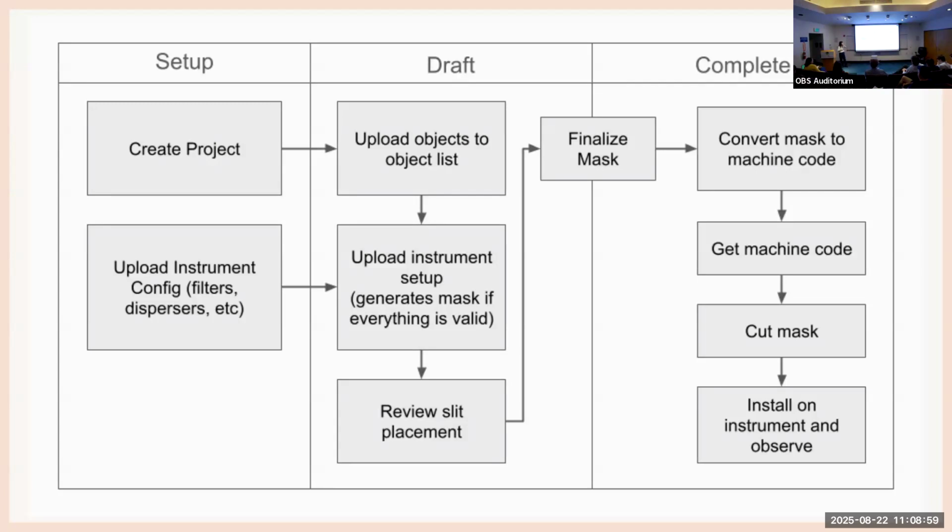This is where the observatory can go in and enforce a set of criteria that they want each mask to have, and it also checks if the mask is going to work. If everything is valid, it's going to generate the mask, which is then returned to the user for review. They can review the slit placement, they can review which objects were included. Once they're happy with it, they finalize the mask, which locks it from further changes and lets the technicians know that they can start to convert the mask to machine code, which is readable for the laser cutters so that they can actually cut the mask and install it for an observing run.